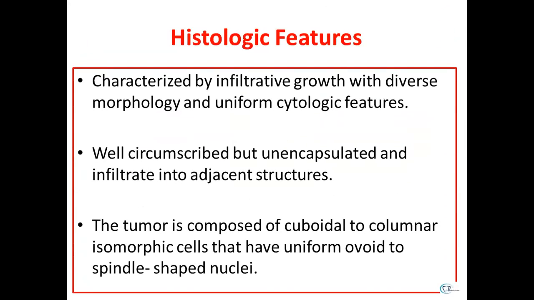Now, when we talk about the histology, PLGA has derived its name because of its polymorphous nature. That means this tumor shows infiltrative growth with diverse histomorphology and with uniform cytological features. Although it is a malignant tumor, it is a low-grade malignancy, so it is well circumscribed, but it is unencapsulated and it tries to infiltrate into the adjacent structures. The tumor cells are usually cuboidal to columnar, but they are isomorphic. That means they are similar in size and shape to each other, and the nuclei inside are uniform, ovoid to spindle shape.